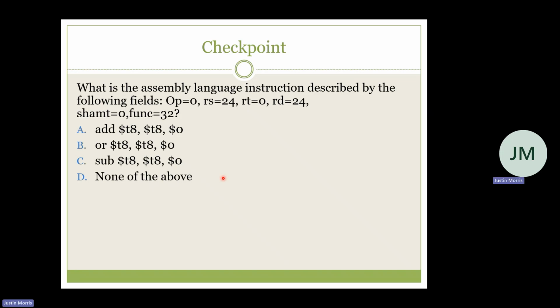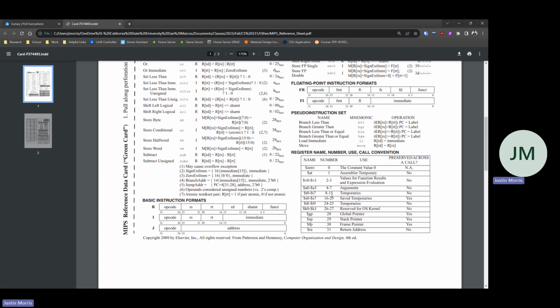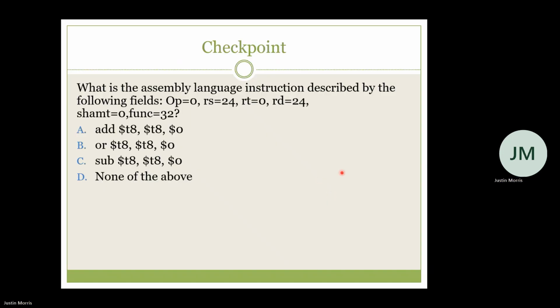So again, going to the MIPS reference sheet, the registers are just down here. T0 through 7 are 8 through 15. So like I mentioned, they're not all grouped together. T8 actually starts at 24. So we've just confirmed that it's add, RD is T8, RS is T8, RT is 0.